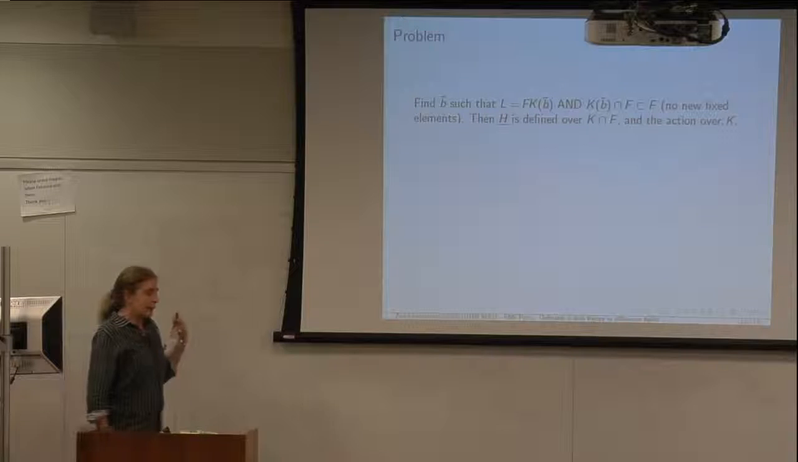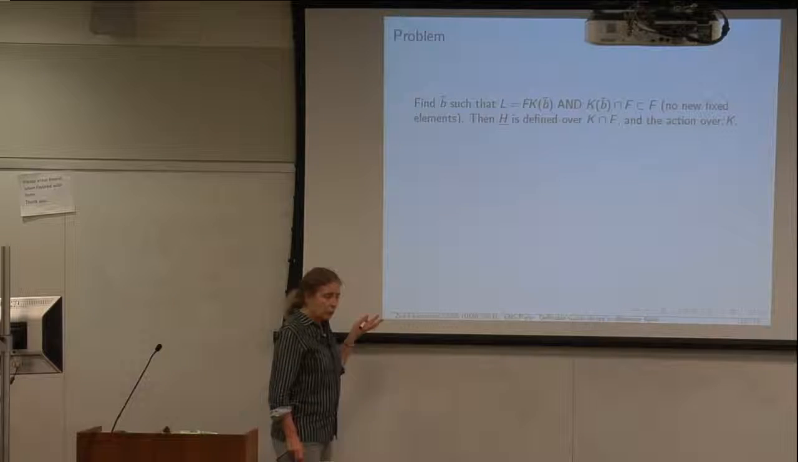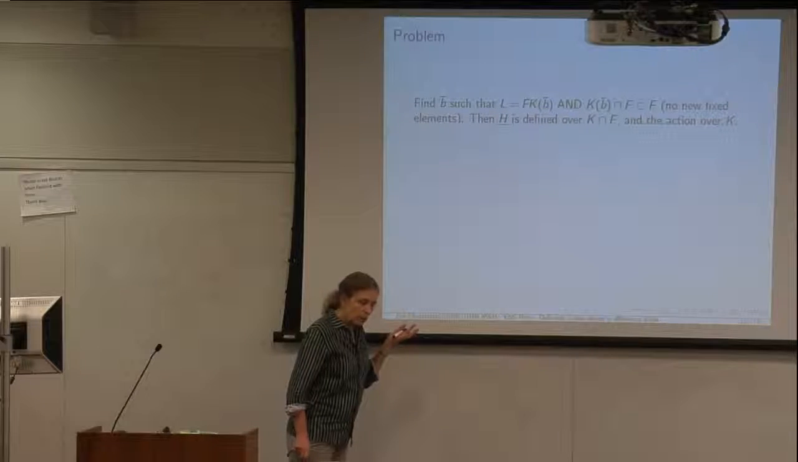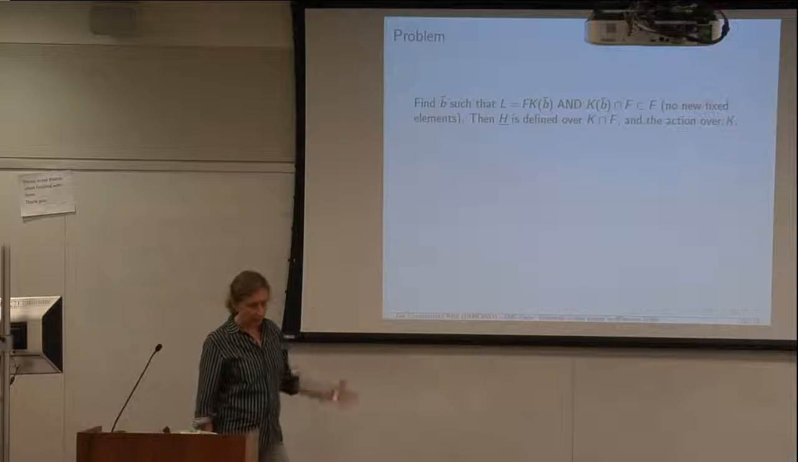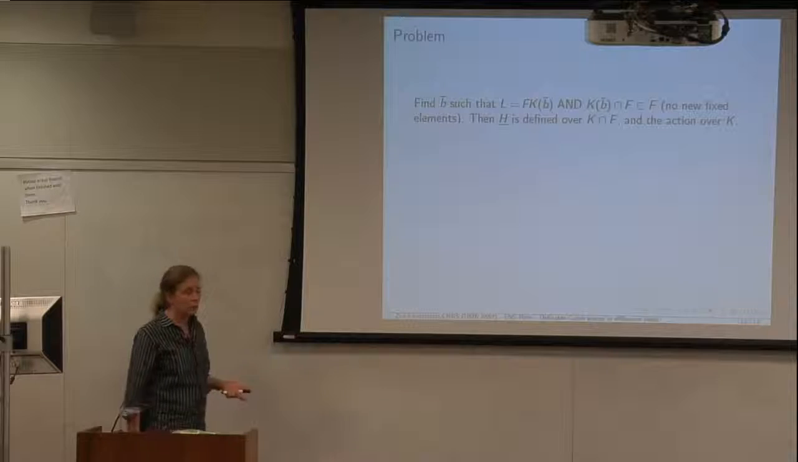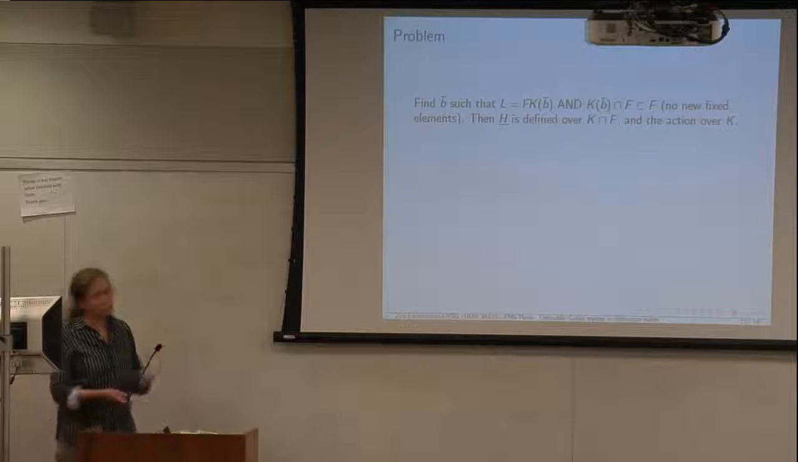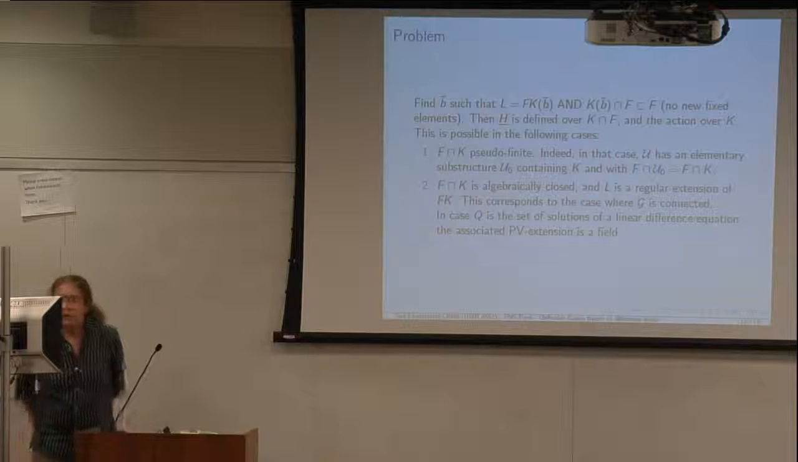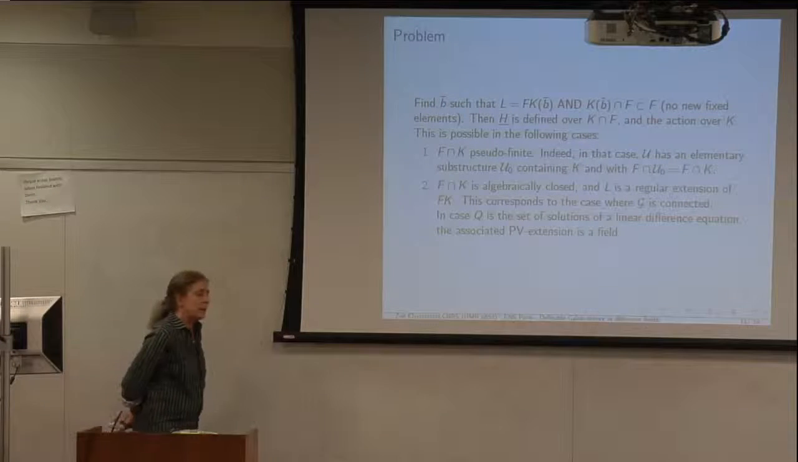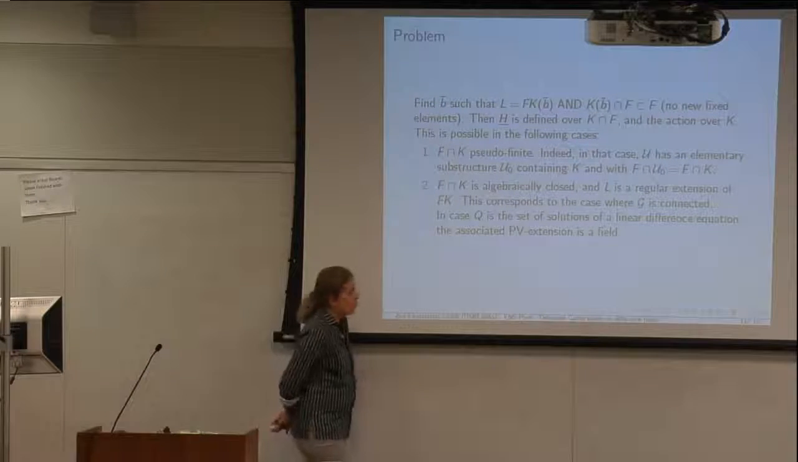Then you would get that the action would be defined over K. You would get that H bar would be defined over K intersect F, the action over K. So then you would be close to getting something. This is not possible all the time. It is possible in some cases.